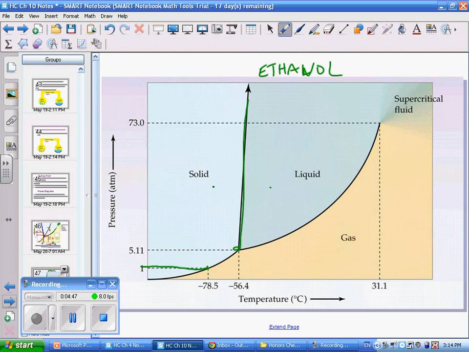Here is the critical point where I have the supercritical fluid. It's the highest temperature at which no matter how much more I raise the pressure, I still can't get back down to a liquid. Okay, I believe that's it.